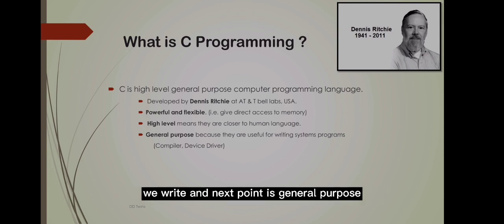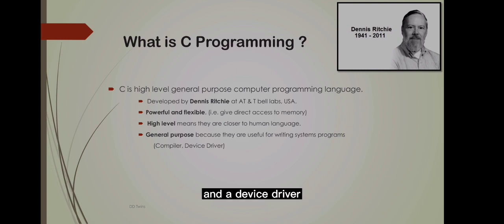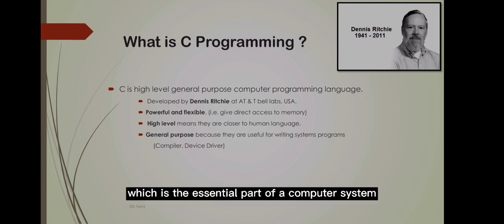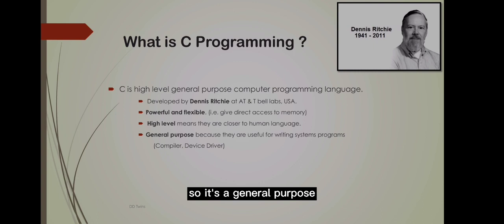And next point is general purpose. General purpose means it is used for building different compilers or systems and device drivers, which are an essential part of a computer system. So it's general purpose.